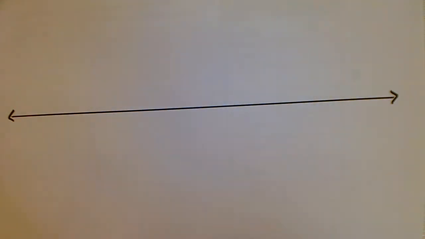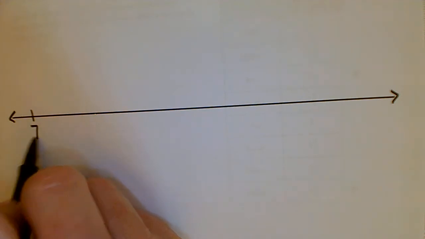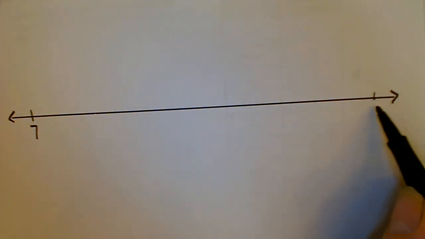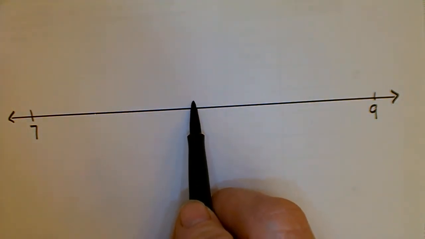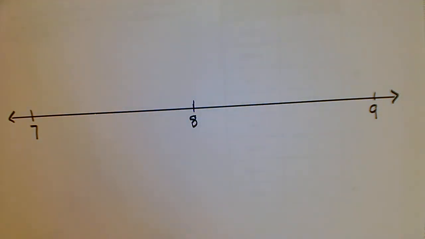And I'm just going to put my endpoints at the ends. So I'm going to go ahead and write that this is going to be 7, because again, we decided that our range was going to be from 7 to 9. This is going to be 9. And then right in the middle is where I'm going to put my 8. So there's 8.